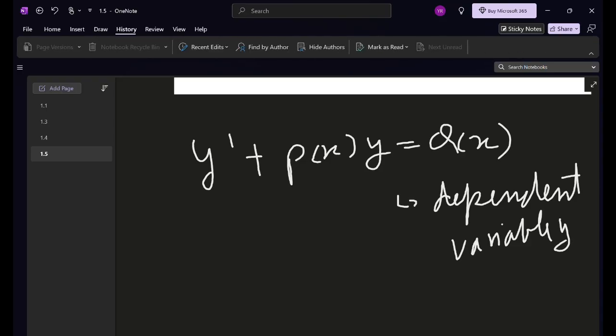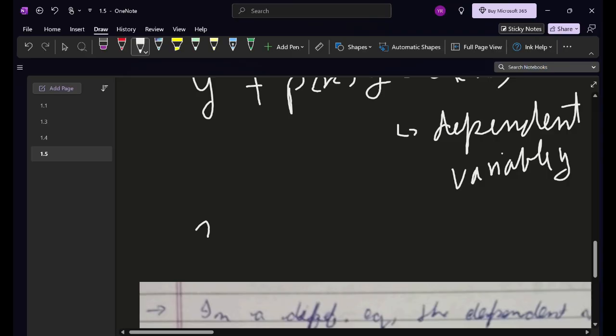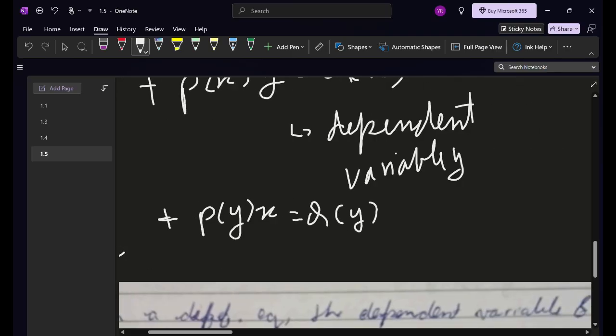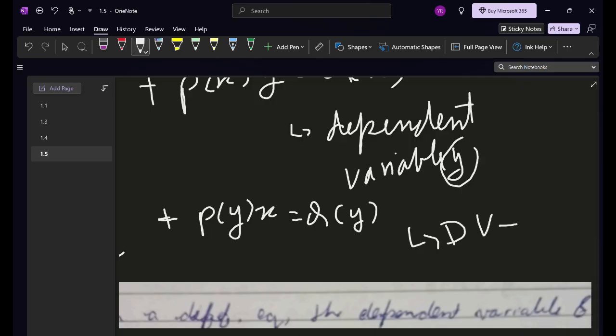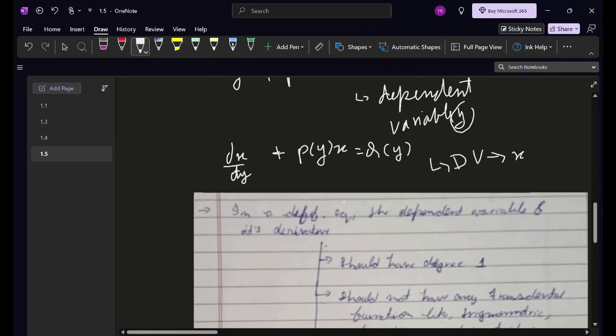But this equation can also come in another form, in which the dependent variable might be x, which could be written as dx/dy, or just x' + p(y)x = q(y). In this one, the dependent variable is x, so it can be expressed like this too.